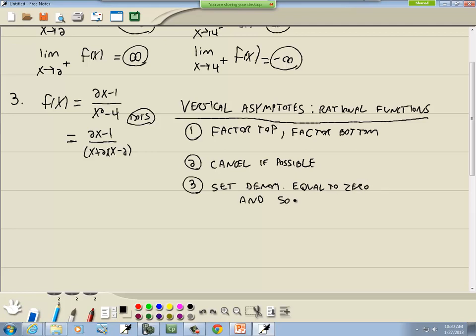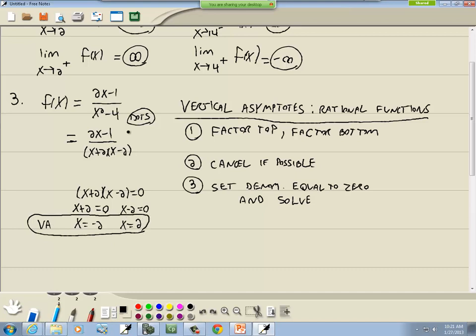And these will give us our vertical asymptotes. So set my denominator equal to 0. So x plus 2 times x minus 2 equal to 0. Zero factor property from college algebra. You get 0 on one side, you factor the other side, you set each factor equal to 0. So I'll set x plus 2 equal to 0 and x minus 2 equal to 0. And that gives us negative 2, and that gives us positive 2. And those will be our vertical asymptotes.